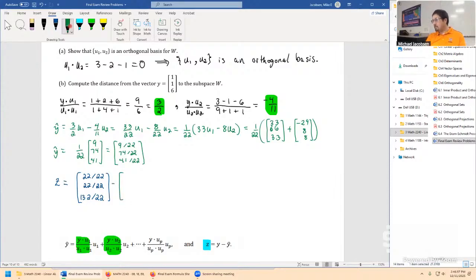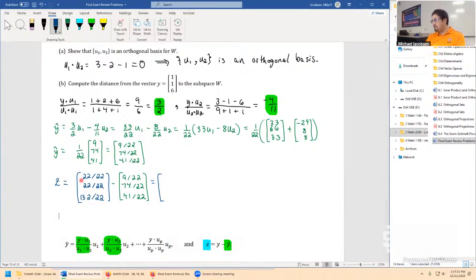minus, here's the y hat vector, 9 over 22, 74 over 22, 41 over 22. Okay, let me know if you detect any weird numerical anomalies.